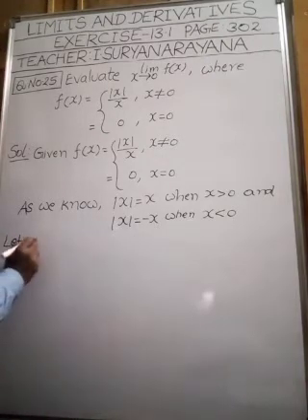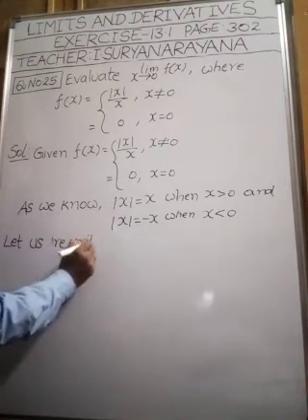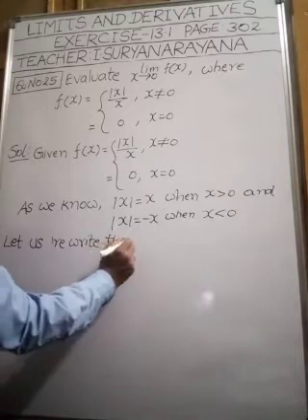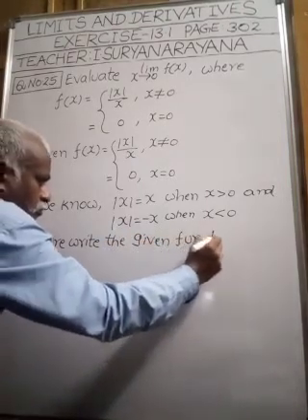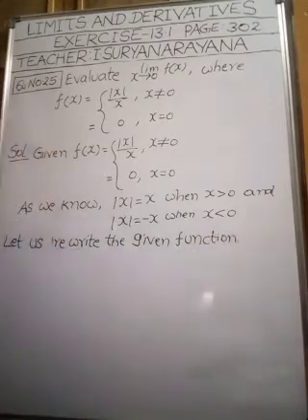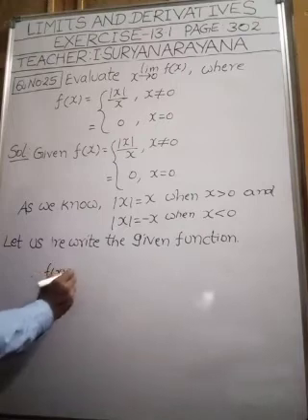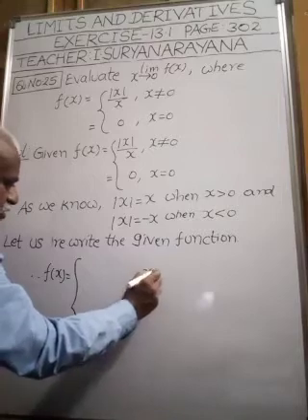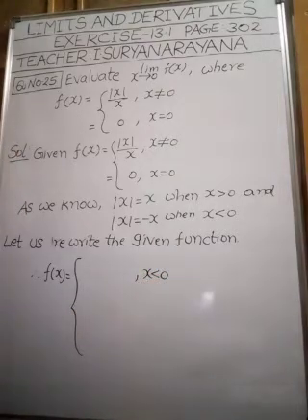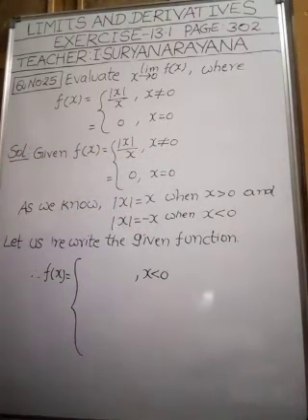Let us rewrite the given function. Therefore, f of x is equal to, when x is less than 0, then the mod x value is minus x. So minus x by x.